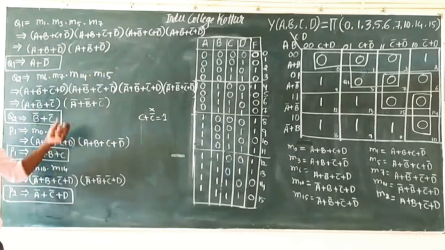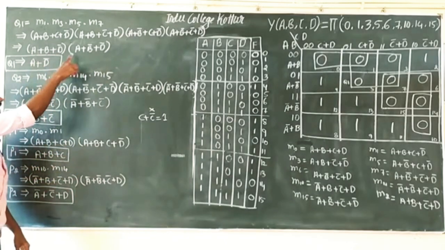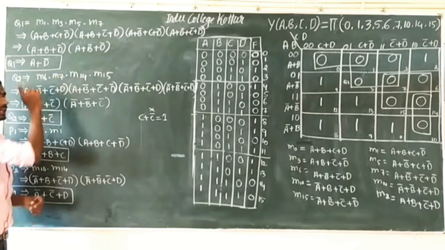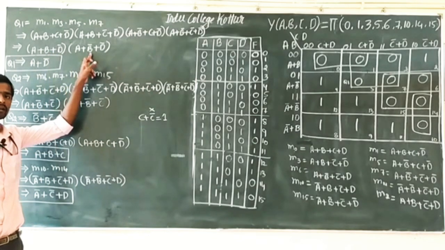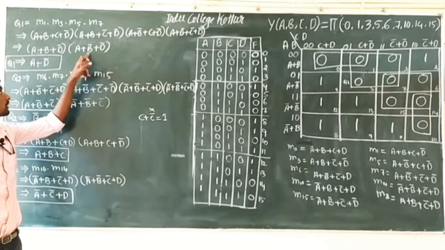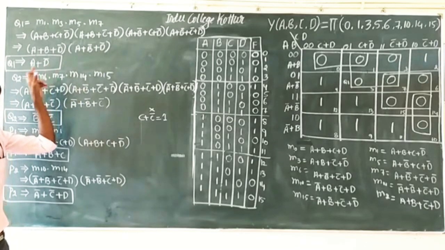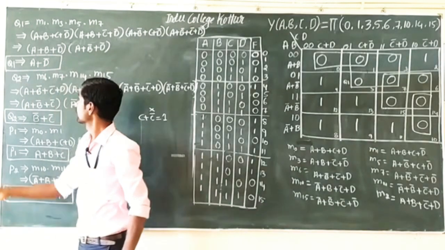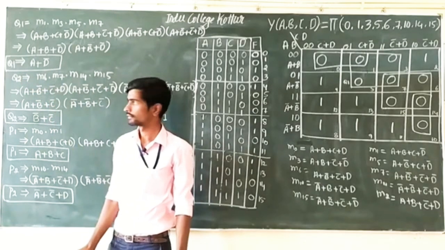Again we can reduce two expressions. Here is a, here is a, we can write a here. Next, here is b, here is b complement, which means we can remove it. Next, here is d complement, here is d complement, we can write d complement. Finally we get the quad 1 value: a plus d complement.